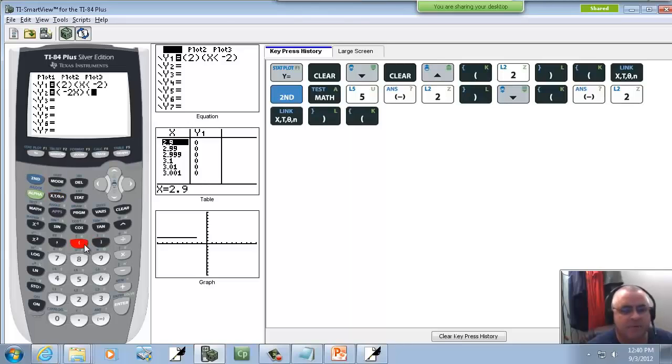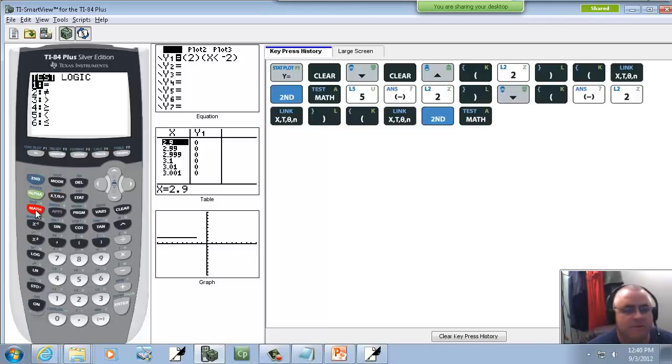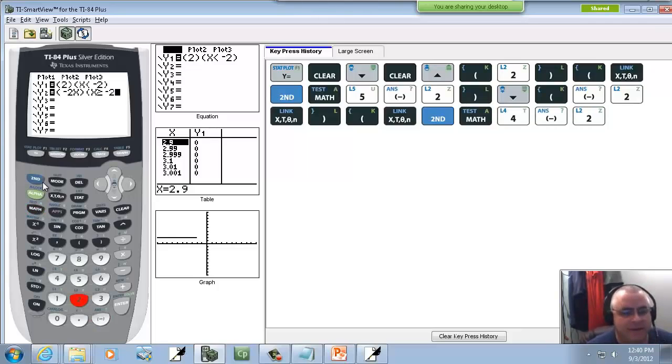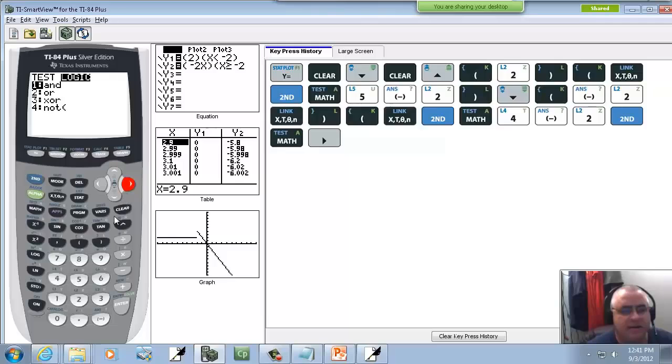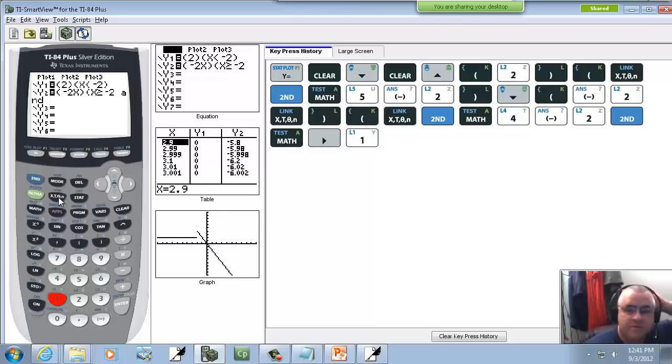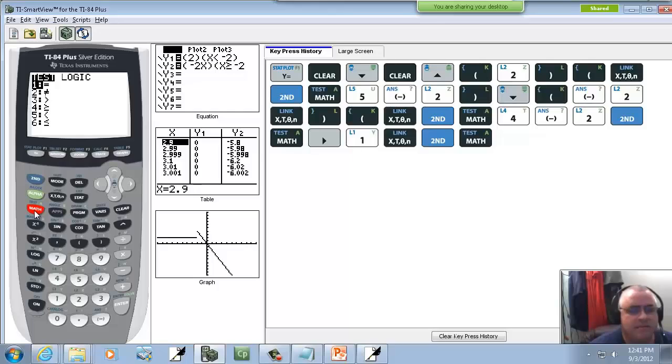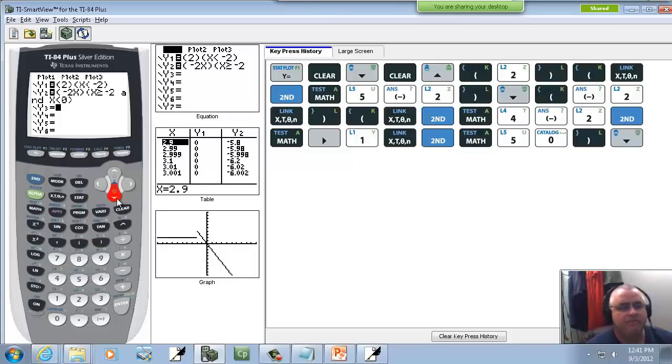closing parentheses, beginning parentheses, x is greater than or equal to negative 2, so I do x, go to my test menu, greater than or equal to is the fourth one, negative 2, go back in my test menu, second math, right arrow over to logic, and I want to choose and, which is my first one. And x is less than 0, so I do x, go in my test menu, less than was 5, 0, closing parentheses, down arrow.